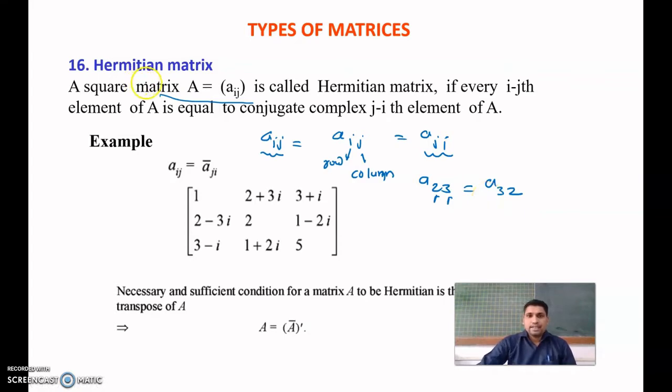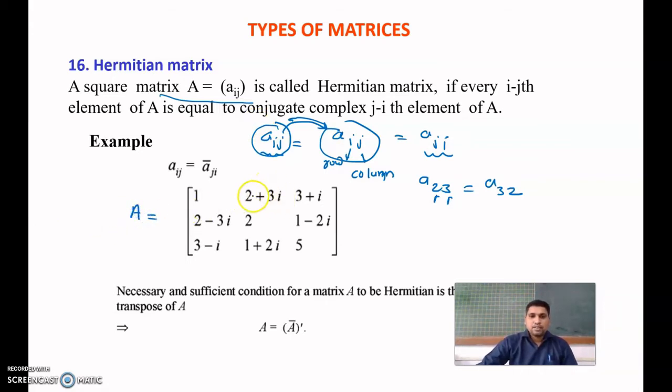So in the second condition, for an element in the Hermitian matrix, when we interchange its row and column number, the element which we get should be the complex conjugate of the earlier element. If the two conditions are satisfied, then we can call that matrix a Hermitian matrix. So this is one example of the Hermitian matrix.